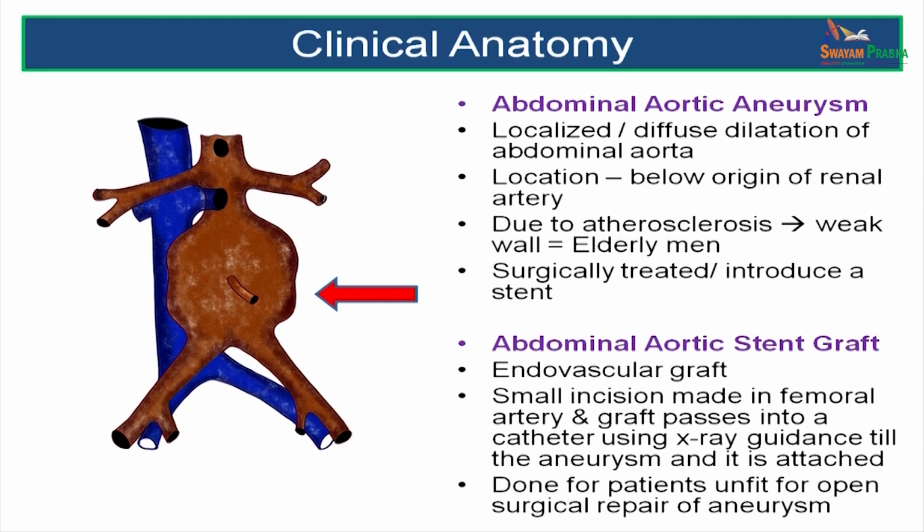If an abdominal aortic aneurysm is found, it can be treated surgically, or you could use an aortic stent graft. So, in patients where surgery cannot be performed or they are unfit for surgery or any other reason, an aortic stent graft can be inserted and sutured to prevent the aneurysm from rupture.